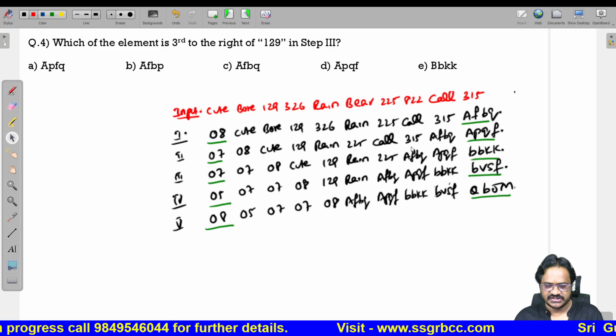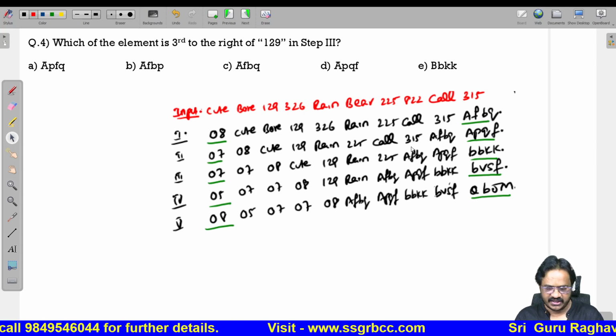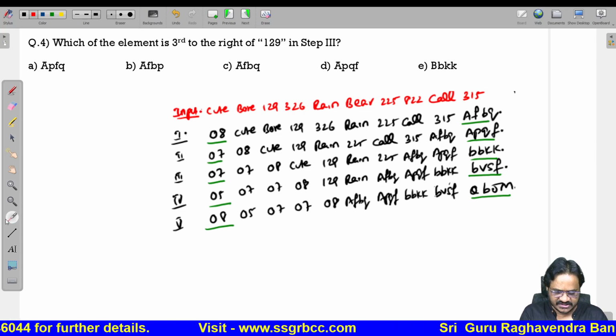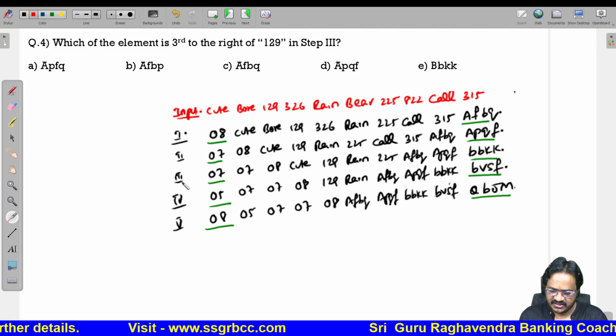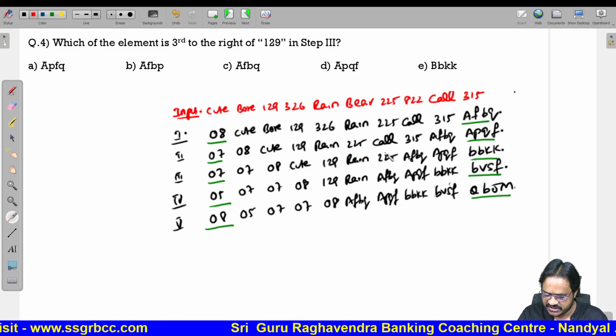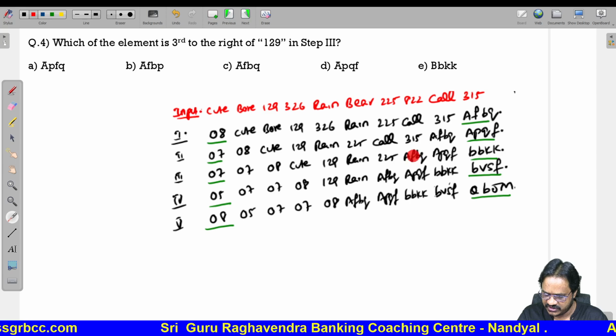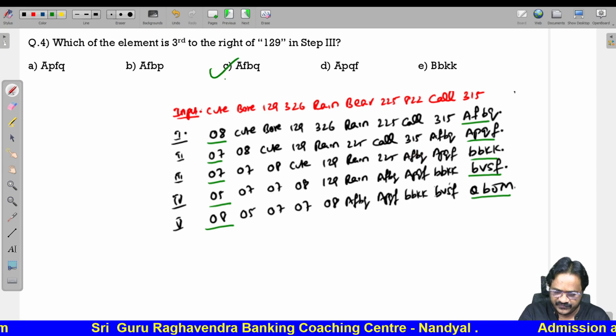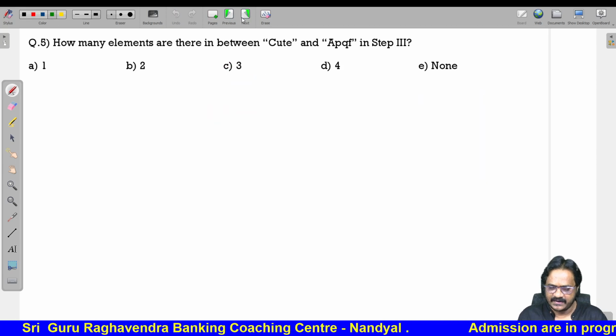Which element is to the right of 129 in step 3? See step 3, this is step 3, this is 129. To the right of 129, first is rain, second 225, third AFBQ. This is the correct answer. Next one.